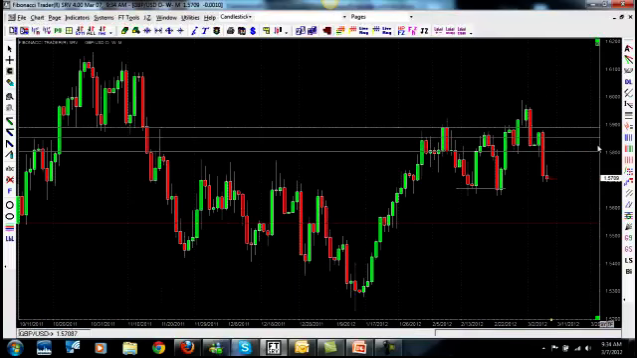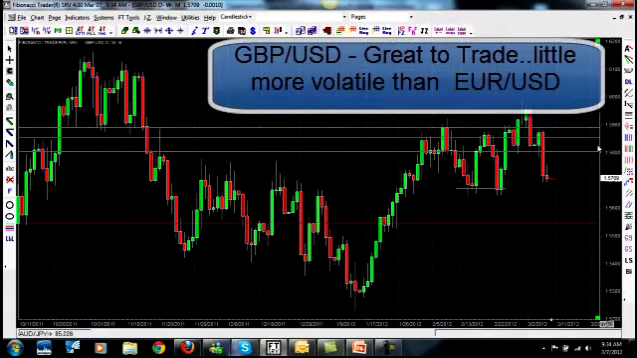Now here's a pair that I love, and this is the pound dollar. Now this currency pair moves usually in the same direction. So when the pound dollar is going down, the euro dollar is also usually going down. But this currency pair is a lot more volatile than the euro US dollar.